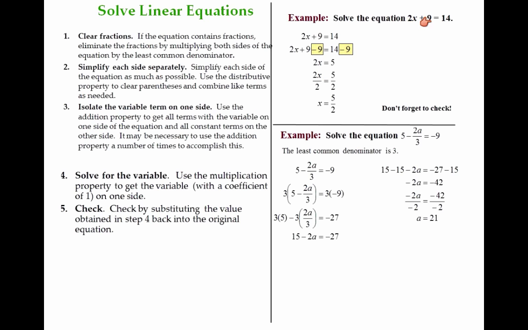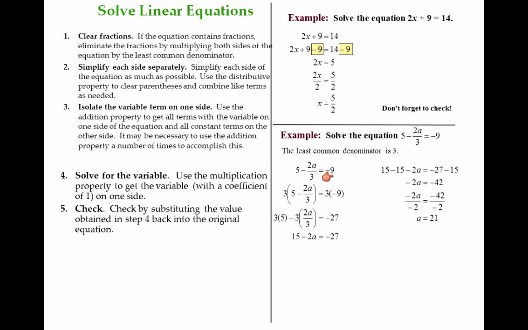Isolate the variable. To isolate the variable, I need to get rid of this 9. I need to eliminate 9. How do I eliminate 9? I would add minus 9 to both sides of the equation, or subtract 9 from both sides of the equation. So we get 2x equal to 5. 14 minus 9 would be 5. If I divide both sides of the equation here by 2, or multiply both sides by the reciprocal of 2, which is 1/2, just a different way to look at it, then I would get x equal to 5 over 2. And don't forget to check the answer. Always check it.